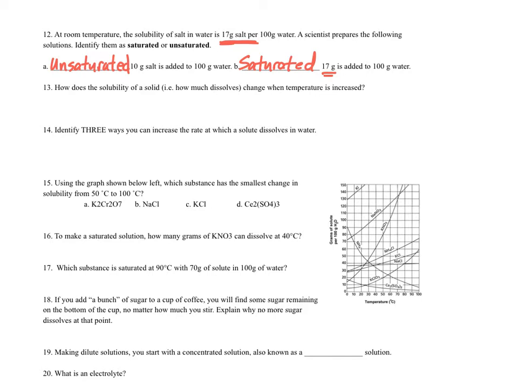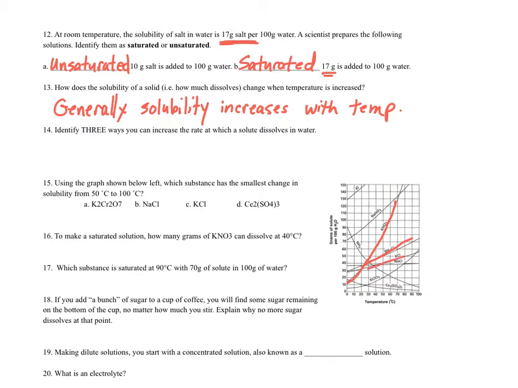Number 13, how does the solubility of a solid, how much dissolves, change when temperature is increased? Well, let's say generally solubility will increase with temperature. But if we look at the graph below here, if the graph is sloping up for these compounds, then the solubility increases with an increase in temperature. But there are a few on the graph that go the other way. So as the temperature increases, less will dissolve. But most often, heating will increase the amount that you can dissolve.